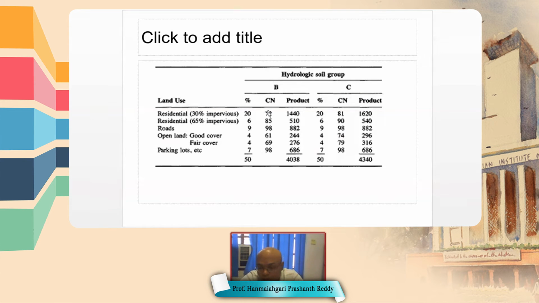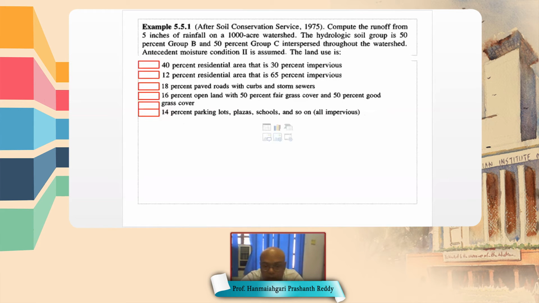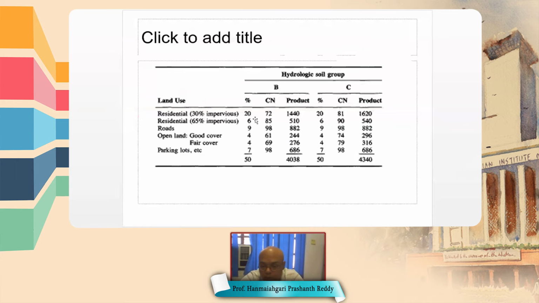Now the curve numbers are identified. Similarly, their percentages are given here. You see here it is 40% of residential area. Within that, 20% is type B, 20% is type C, and their curve numbers are 72 and 81.